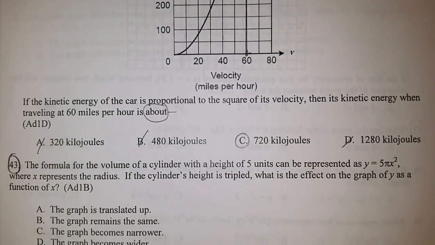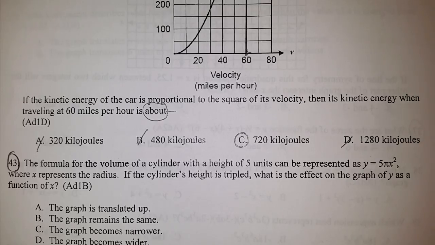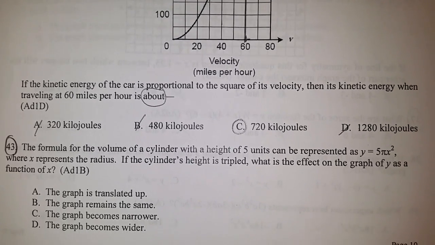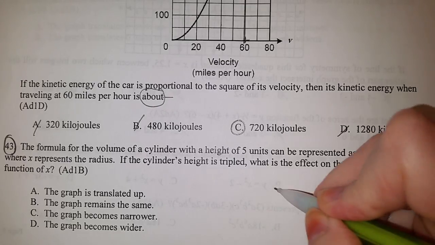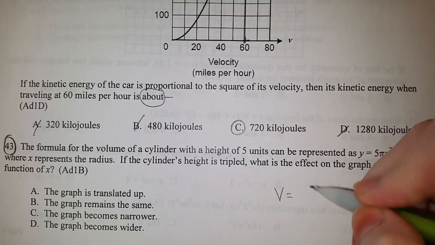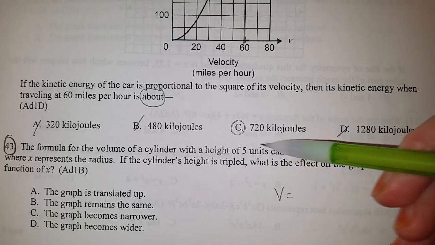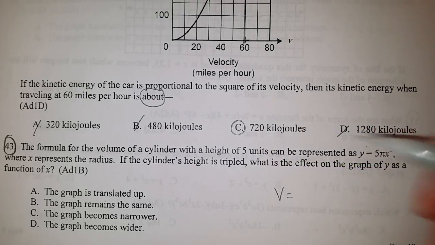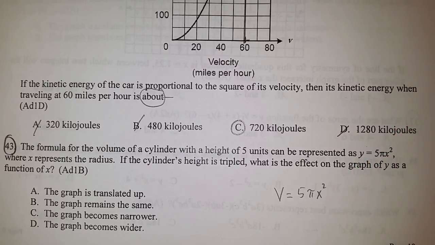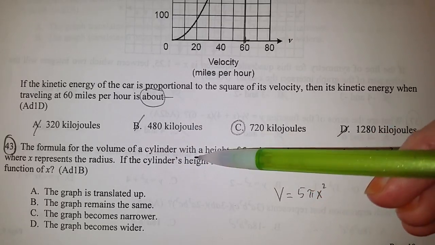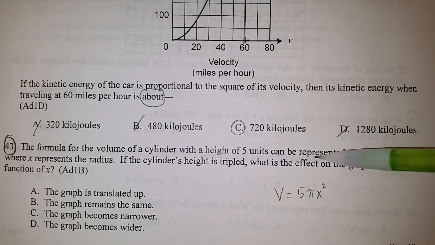Okay. All right, last but not least, we're looking at our last problem on our Thursday STAAR review. And that is number 43. The problem says the formula for the volume of a cylinder with a height of 5 units can be represented by y equals 5 pi x squared, where x represents the radius. If the cylinder's height is tripled, what is the effect on the graph y as a function of x?